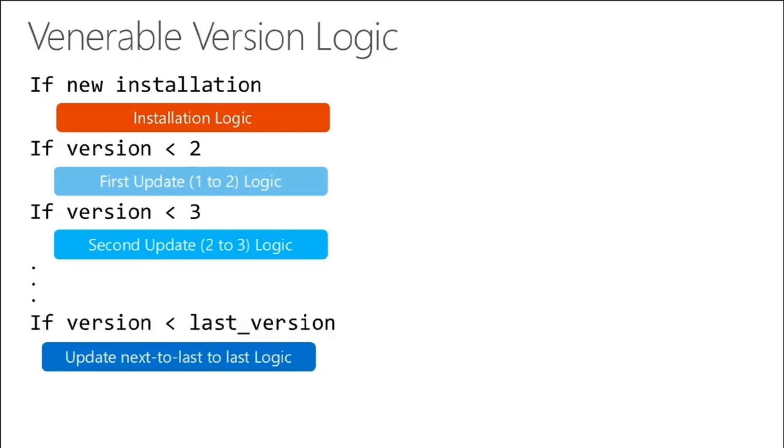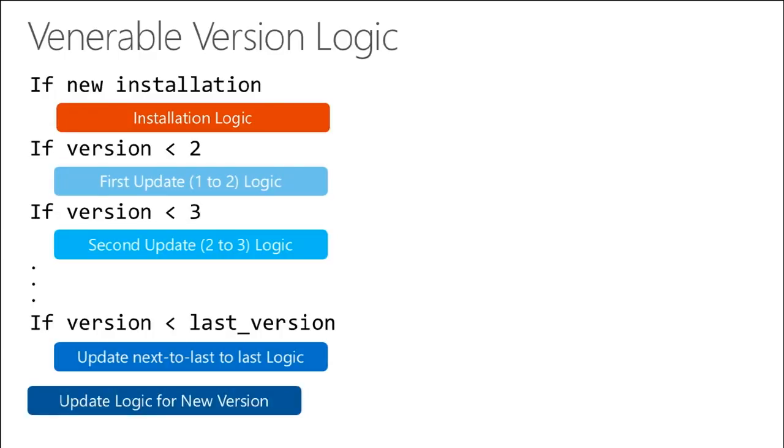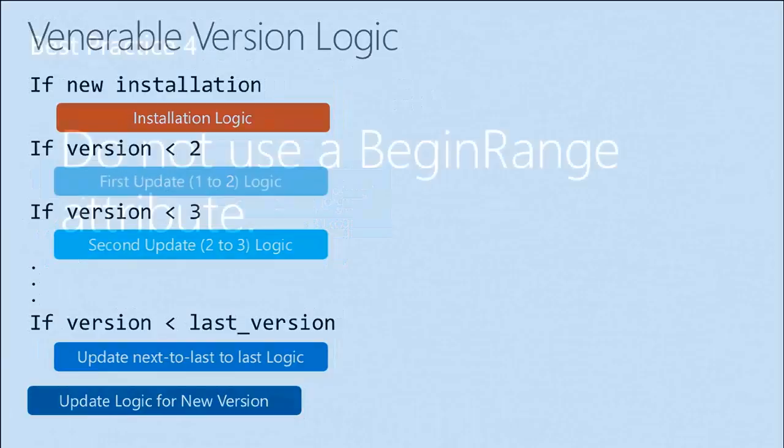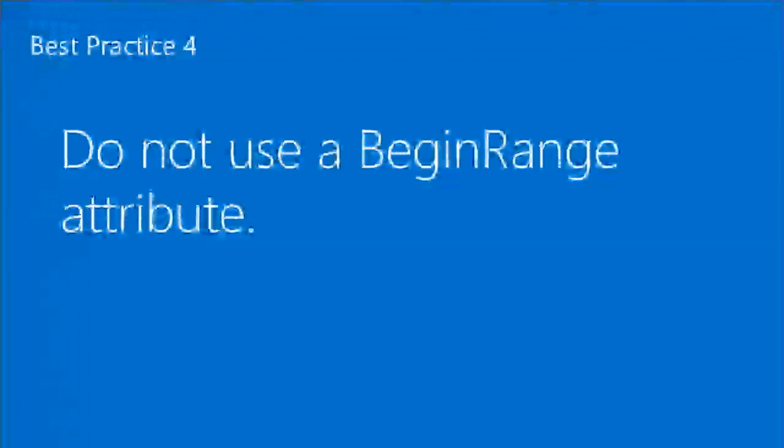So you're always moving the last update logic into a conditional block that tests whether the current version is less than the last version. And then you're always putting the latest update logic at the end. Okay? Let me mention quickly here best practice number 4.